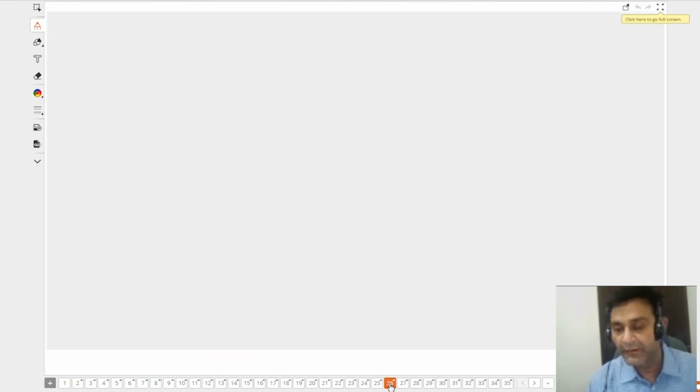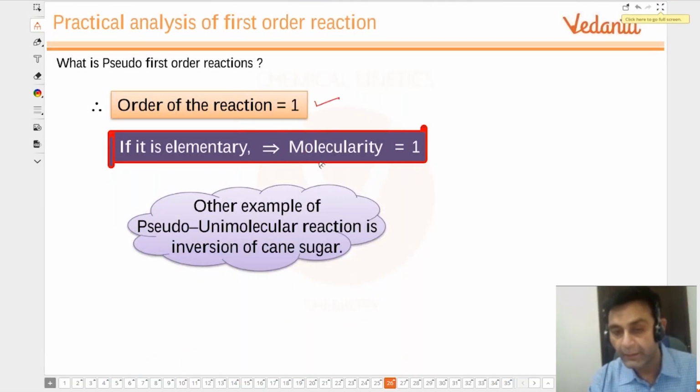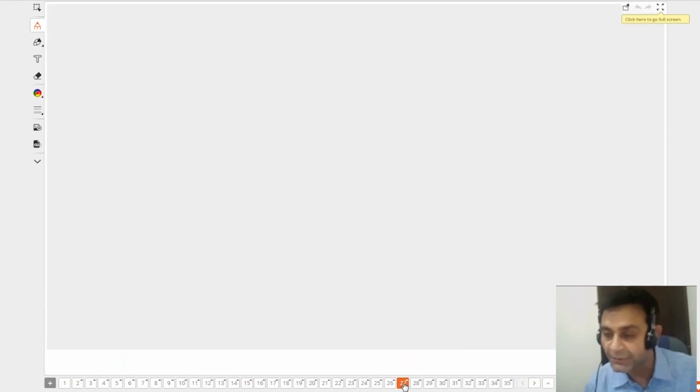For such a type of reaction, the order is equal to 1, but molecularity is not. This is called a pseudo unimolecular reaction, because water is also being used, but its amount is not changing much. A significant amount of water is not being consumed, so we say the amount of water is constant. So this is called a pseudo unimolecular reaction. Are you getting me now?